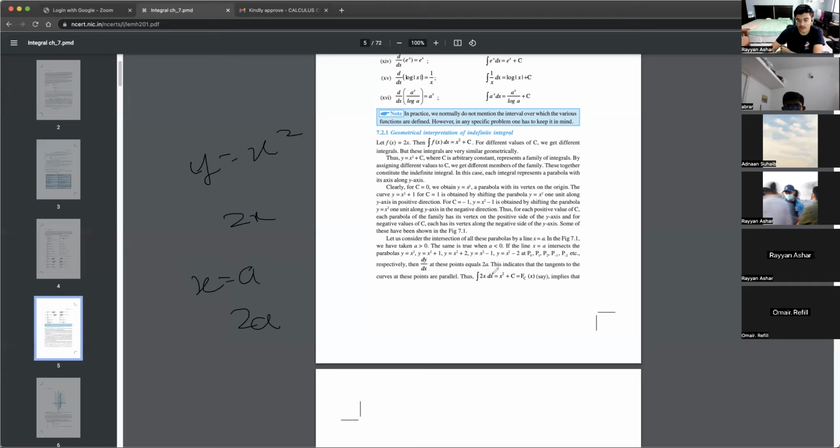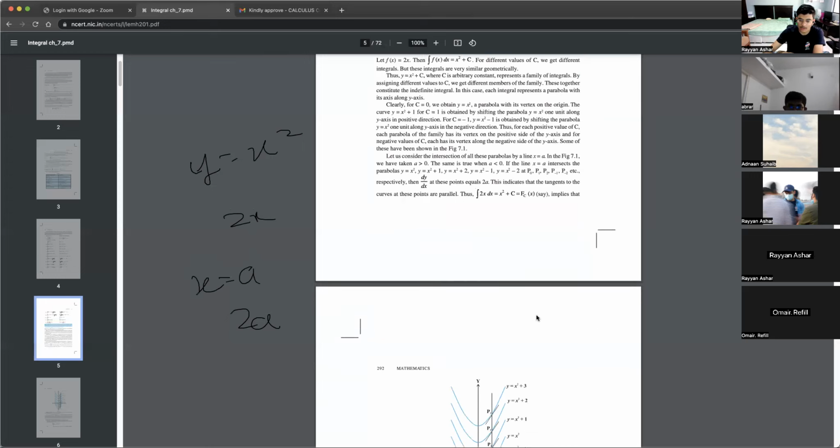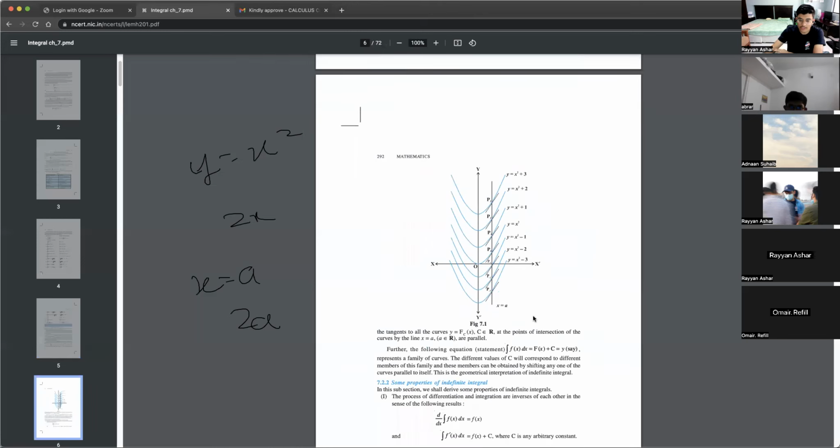Thus, the integral of 2x dx is equal to x squared plus c, which is equal to fc of x, implies that, what does it imply? The tangents to all the curves y is equal to fc of x, where c belongs to R, at the points of intersection on the curves are parallel. So all of the tangents, like Omer said, are parallel, because they all give us the exact same slope, because their derivatives are equal.